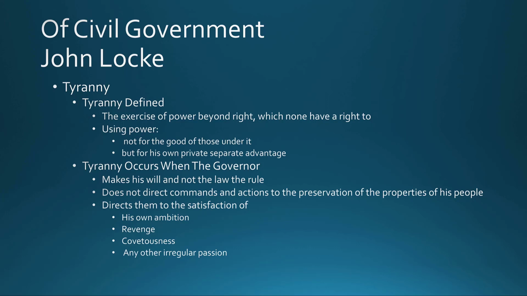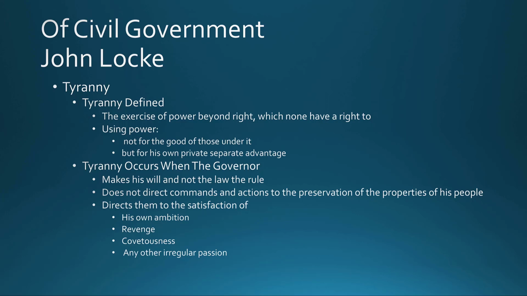So for him, tyranny occurs when the governor, however small or however large, and however entitled, makes their will and not the law the rule. So they basically put themselves above the law or beyond the law. And again, critical for Locke is that the point of government is not to enrich the people in government or push particular agendas. It's to preserve the life, liberty, and property of the people.